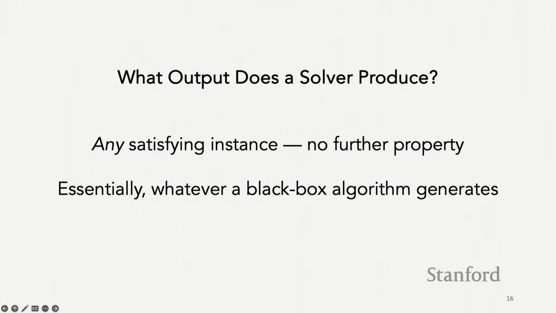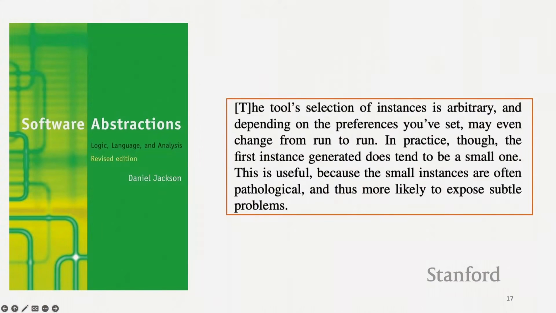Now, these are black box algorithms, and if you've taken a course on SAT solving, you probably know there are some pretty sophisticated algorithms out there. They work quite fast, which is why we're able to use these in an industrial setting. But if you read, for example, Daniel Jackson's book, he makes a much more refined claim. He says, look, the tool selection is arbitrary, but in practice, you tend to get small instances. And this is useful because small instances are likely to be the pathological ones, and therefore they're likely to expose subtle bugs. If you think about it intuitively, it makes sense.